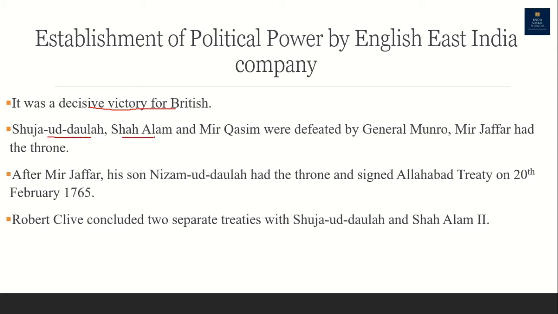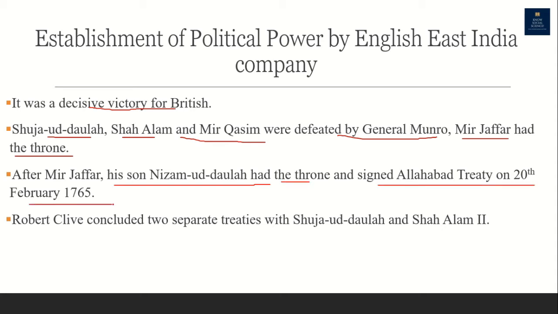Shuja-ud-Daulah, Shah Alam and Mir Qasim were defeated by General Hector Munro. Mir Jafar was again placed on the throne. On Mir Jafar's death, his son Najm-ud-Daulah was placed on the throne and signed the Allahabad Treaty on 20th February 1765, by which the Nawab had to disband most of his army and administer Bengal through a deputy Subedar nominated by the Company. Robert Clive concluded two separate treaties with Shuja-ud-Daulah and Shah Alam too.